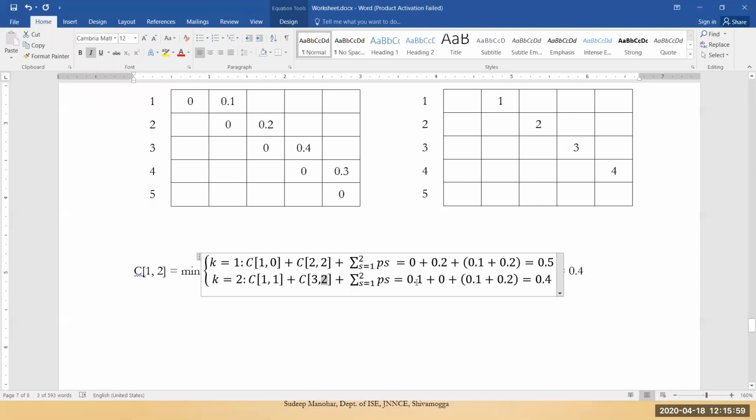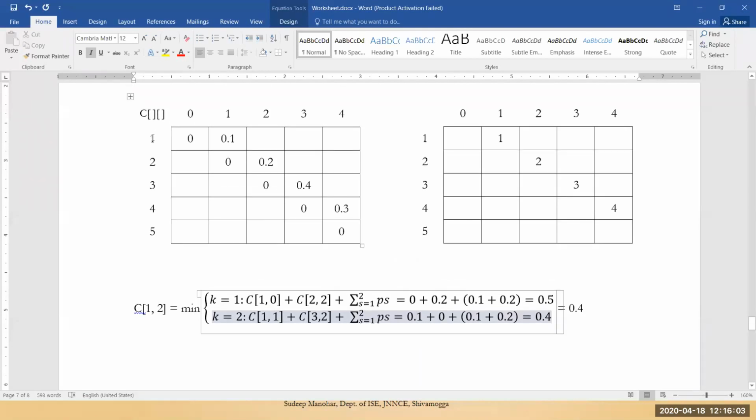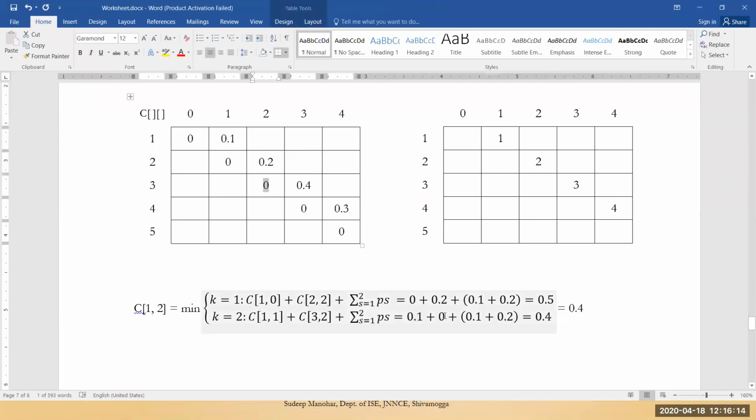Now let us see what is the value of this. C of 1 comma 1 is 0.1. You write 0.1 here. What is C of 3 comma 2? C of 3 comma 2 is 0. Write 0 here.